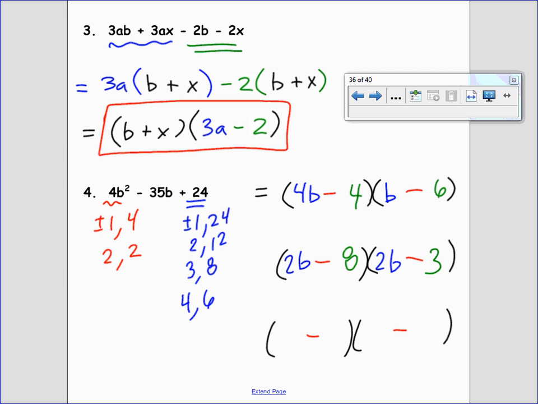Does that give me the 35? No. My second parentheses, 2b and 3 is 6b. 8 times 2b is 16b. 6 and 16 is, again, 22. Nope. So I'm going to switch. Whoa. 2b times 8 is 16, and 6 is still 22. So I have not created the correct placement, even though I've tried 4 times.